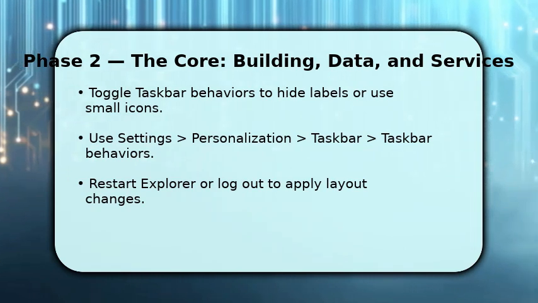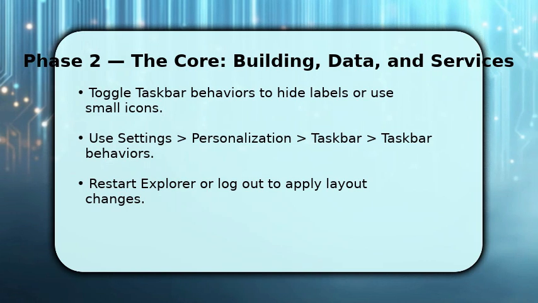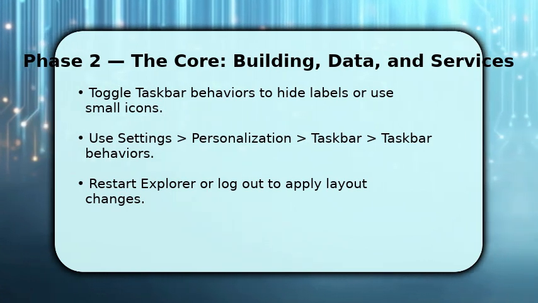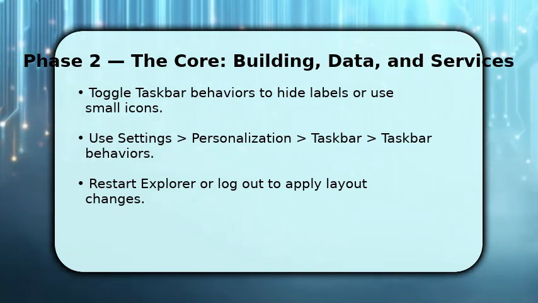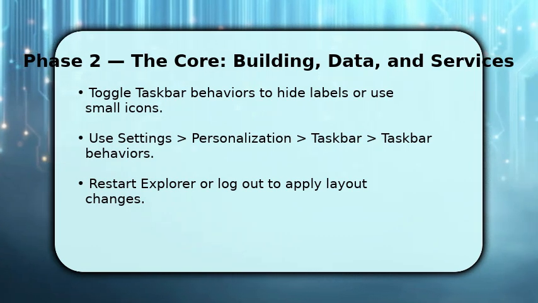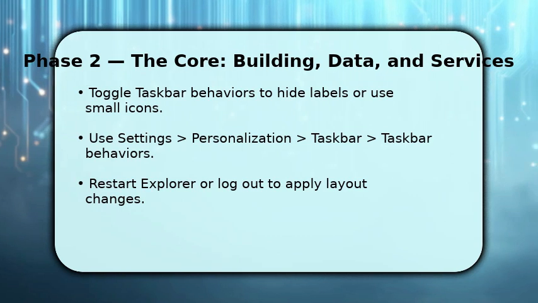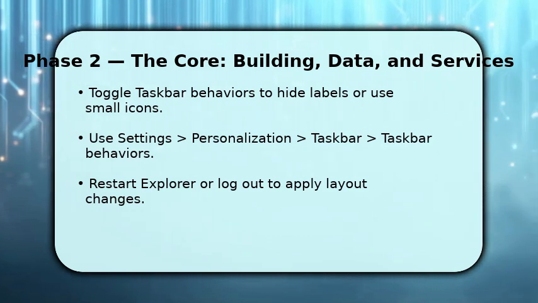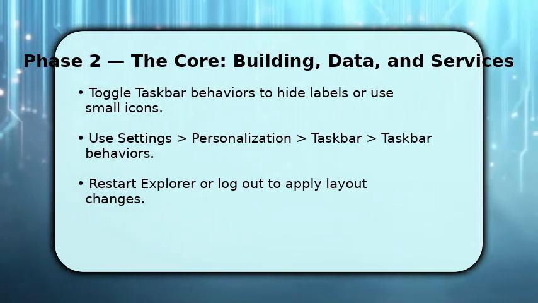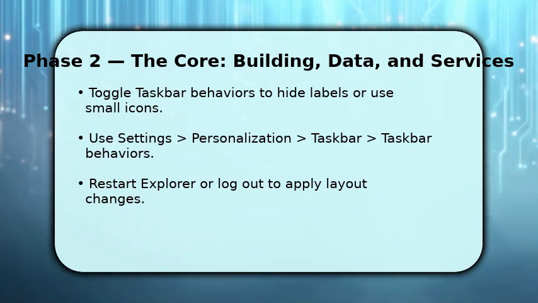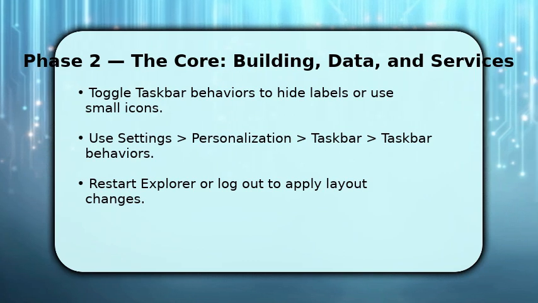Open Settings, go to Personalization, then Taskbar, and expand taskbar behaviors. Choose options like hide labels or use small taskbar icons where available. If the small icon toggle isn't present, you'll adjust scale via Display Settings. Reduce scaling to 100% or 125% to shrink taskbar elements.